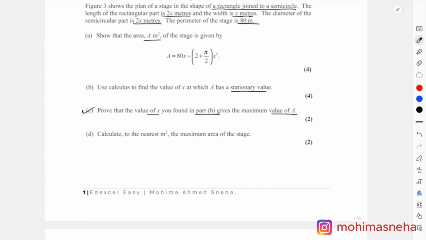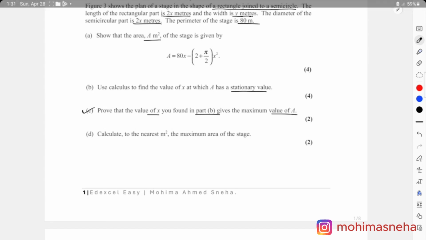Now, in order to prove that, you basically need to find out the nature of this value for x that you got, right? Because whenever your differentiated equation equals 0, that could be either a maximum point or a minimum point. You need to identify whether this is a maximum or minimum.